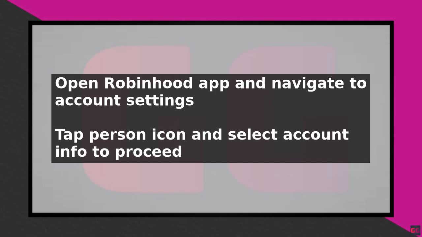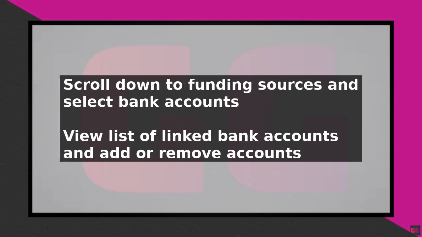Here, you will see a list of all the bank accounts currently linked to your Robinhood account. To add a new bank account, select Add Account and follow the prompts to enter your bank account information. You will need to provide the account and routing numbers, as well as verify your account ownership.